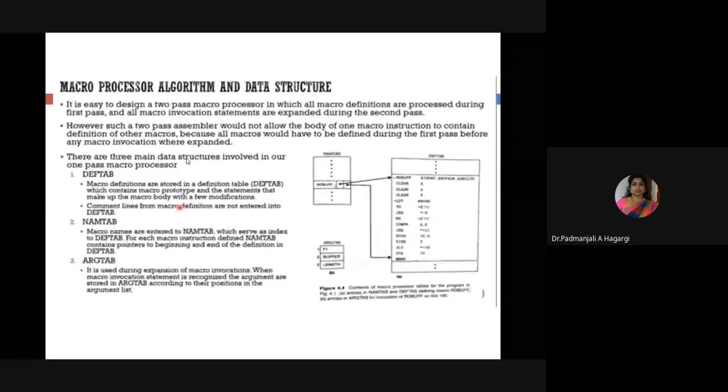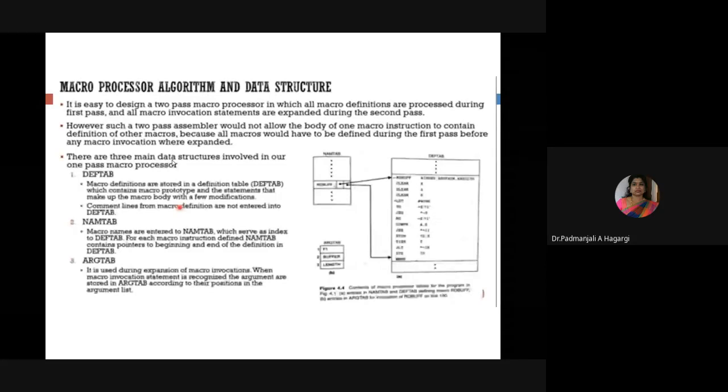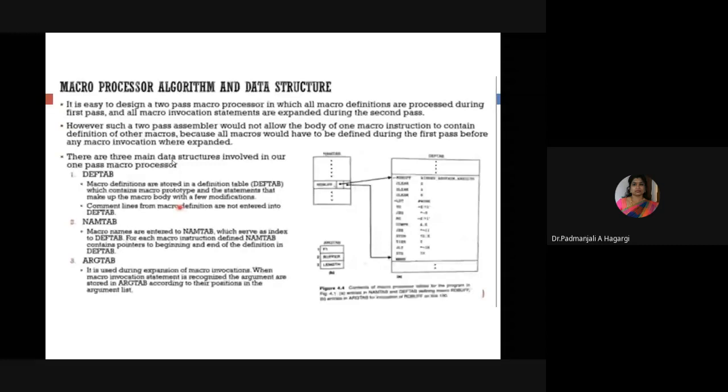In this design there are three main data structures involved in pass one. What are they? One is the definition table, which contains the macro prototype and the statements that make up the macro body, with a few modifications, and it also takes the comment lines in the macro definition. Next, it designs a data structure for the macro names entered in the program; these names are identified and passed into another table named the macro name table.